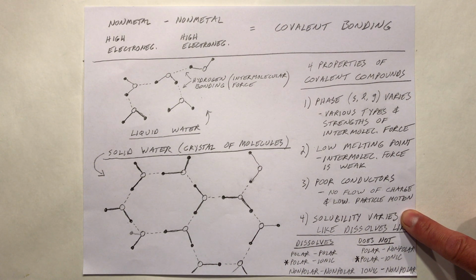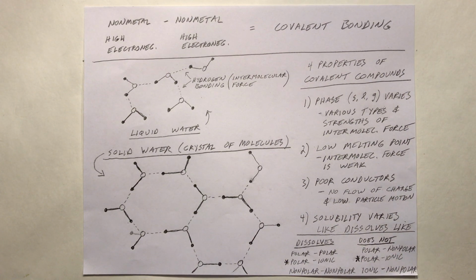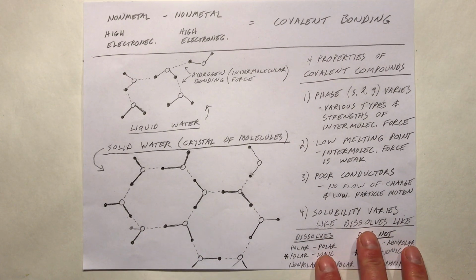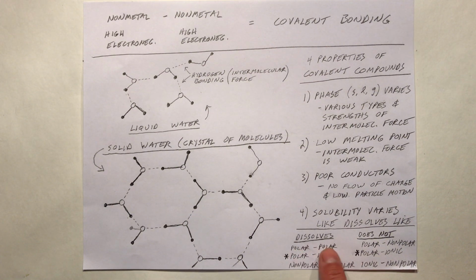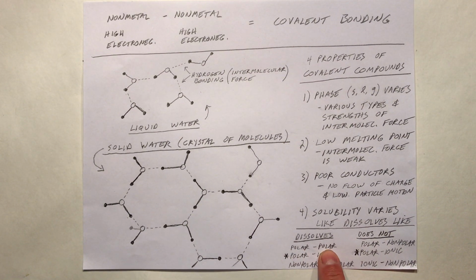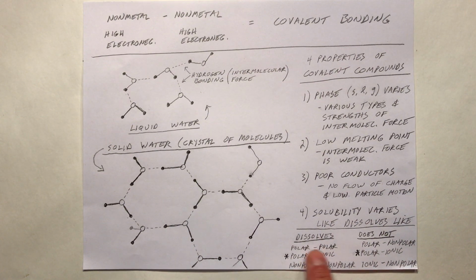Whether compounds mix together or not, whether they're soluble, can really be determined by this rule that like dissolves like. So let's take a look at some things that dissolve in each other. Polar and polar dissolve. So if you have water that's a polar molecule combining with alcohol that's a polar molecule, because they have like types of structures and intermolecular forces, they will mix with each other.